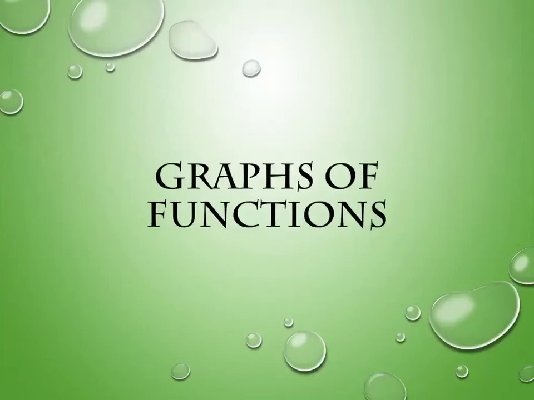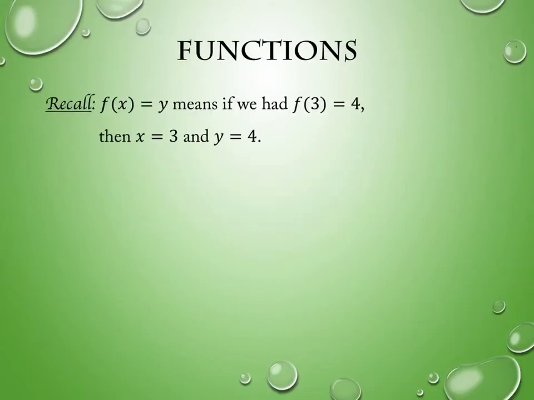So today we're going to take a look at graphs of functions. Some of this is identifying, in fact most of it is identifying what's happening in a graph. To start with, we've just been talking about this, but to remember, f of x equals y means that if we had values plugged in, f of 3 equals 4, all it means is x is 3 and y is 4. That's what that notation means.